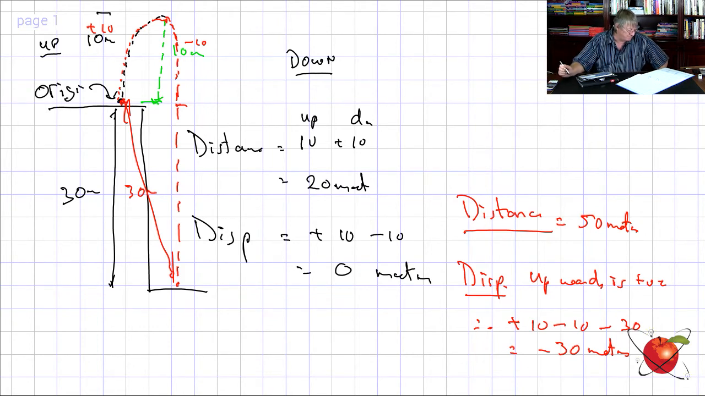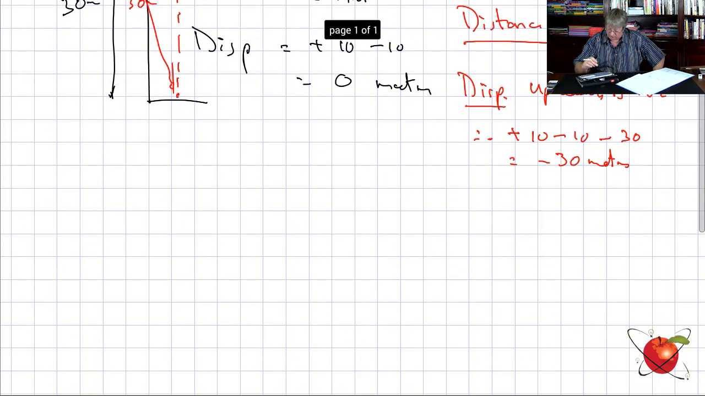Then they say, in part C, a map shows the following directions through an obstacle course from A to B. Let's just have a look. They've given us some values, 15, and so on.